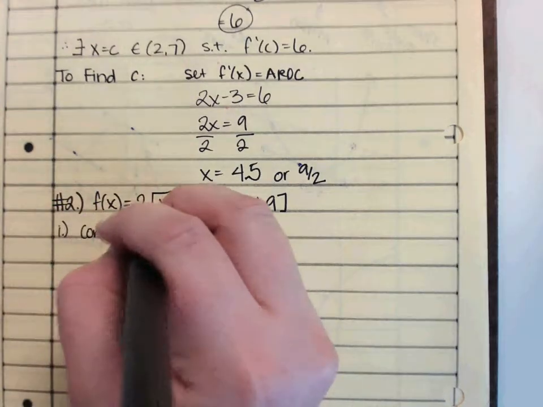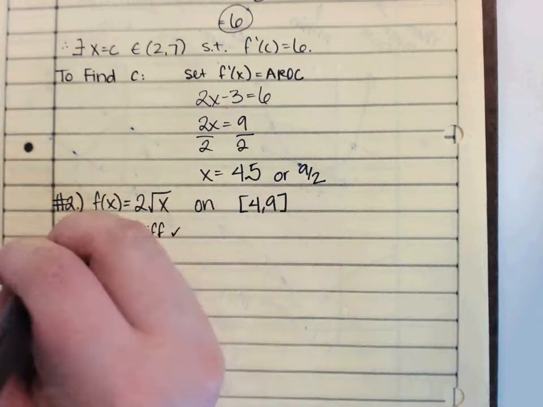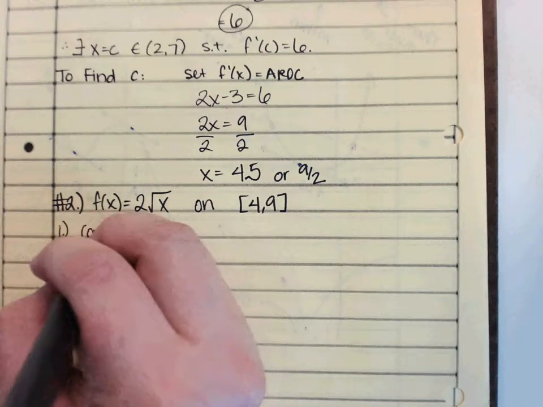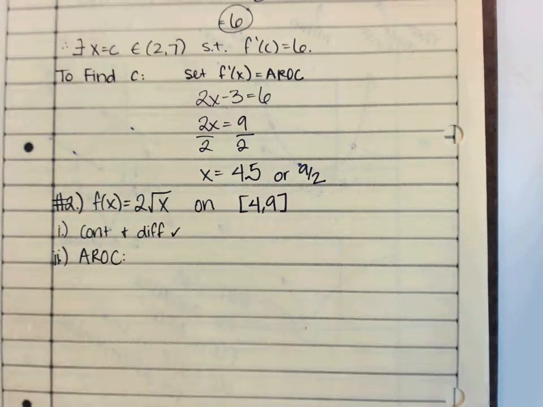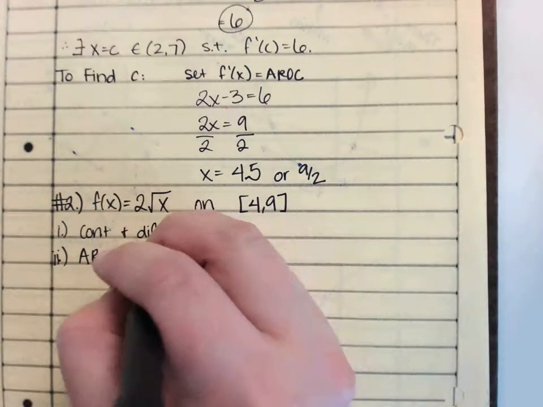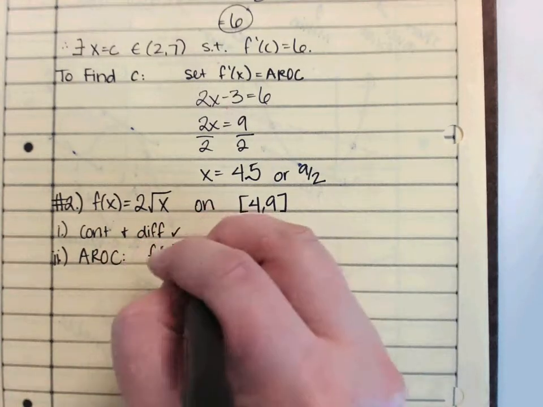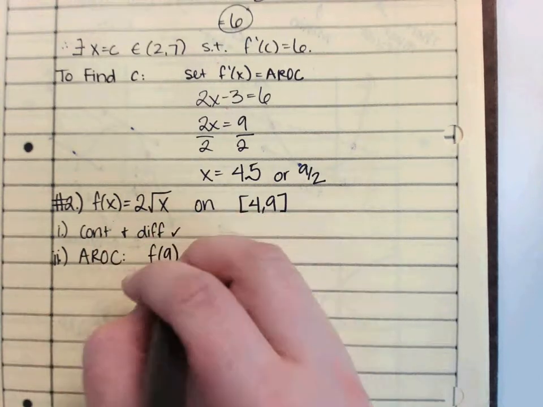Continuous and differentiable, check. And then step number 2, I have to find the average rate of change, because if I don't know the average rate of change, I can't promise what my equation has to equal. So average rate of change is the special slope the derivative is going to have to be equal to. So we're plugging in 9, then we're plugging in 4, then we're dividing by 9 minus 4. So f of 9 minus f of 4 over 9 minus 4.